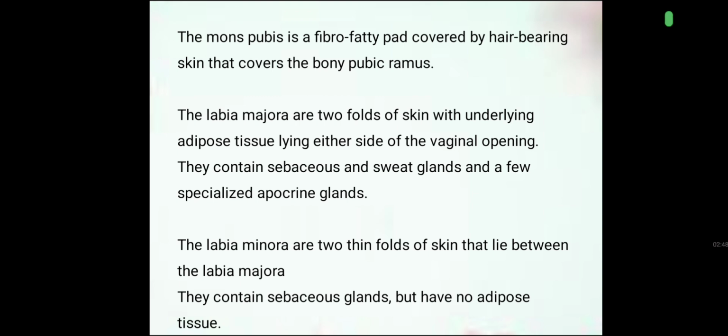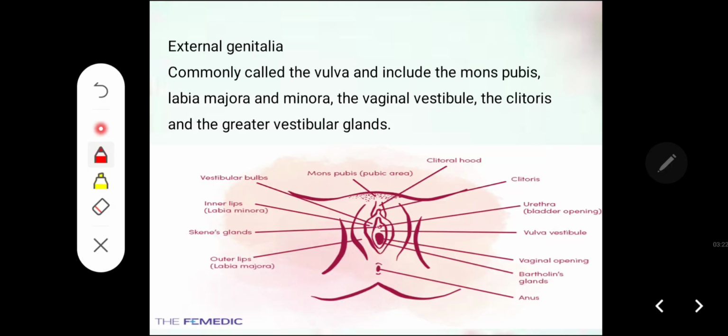The labia majora are two skin folds on either side of the vaginal opening. They contain sebaceous and sweat glands and also hair-bearing skin. What about the labia minora? They are two folds in between the two labia majora that contain sebaceous glands but no adipose tissue. This picture demonstrates the external genitalia or vulva. This is the mons pubis, this area. There is the labia majora, and in between the two labia majora is the labia minora.